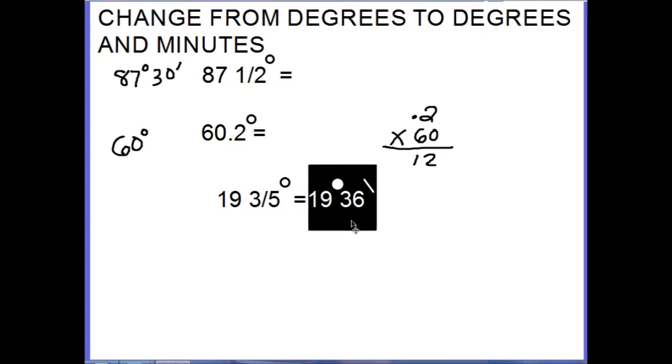Hopefully you got 19 degrees and 36 minutes. What you're going to take here is you're going to take 3/5 and multiply that by 60, which gives you 36 minutes.